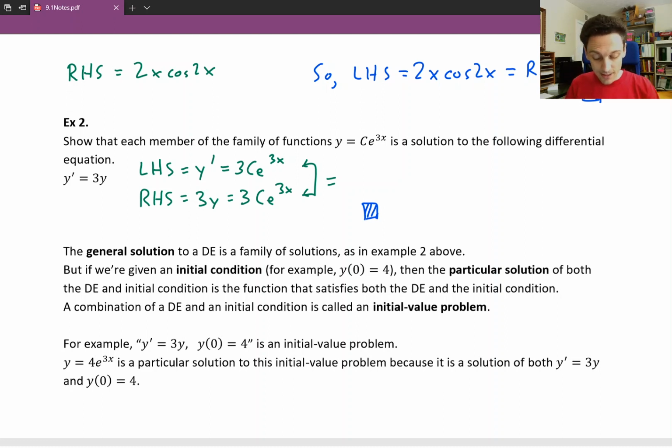Now if we're given an initial condition, for example y of 0 equals 4, well, that's going to pull out a particular member of the family. It's going to be the one that solves y of 0 equals 4. In addition to solving the differential equation, it'll solve y of 0 equals 4. And that would be called a particular solution of both the differential equation and the initial condition. The initial condition, again, being this y of 0 equals 4, or something similar to that.